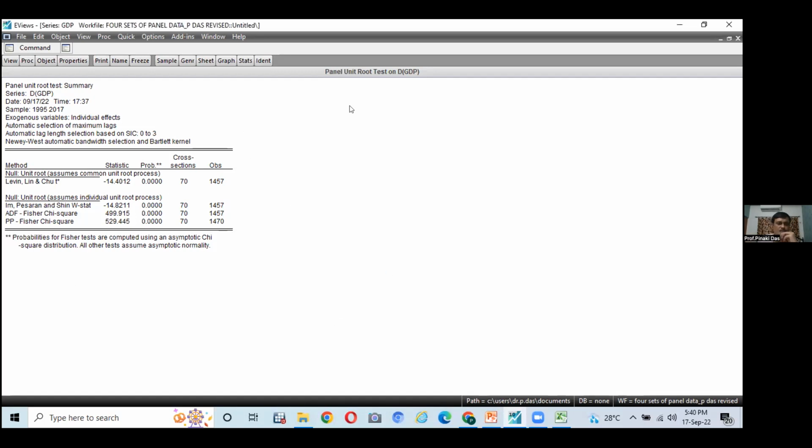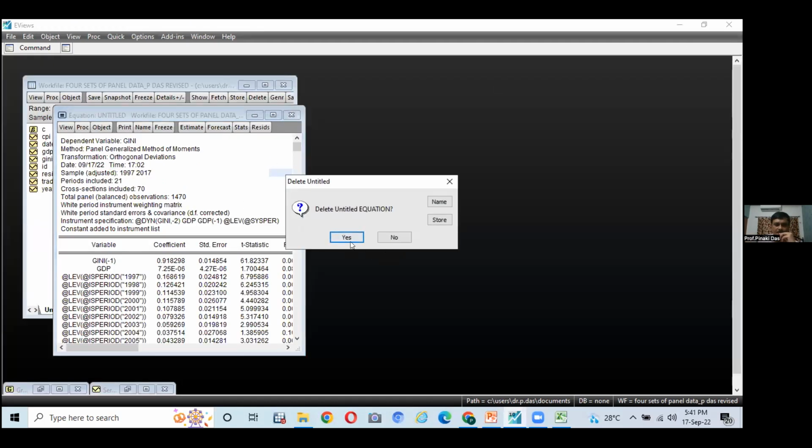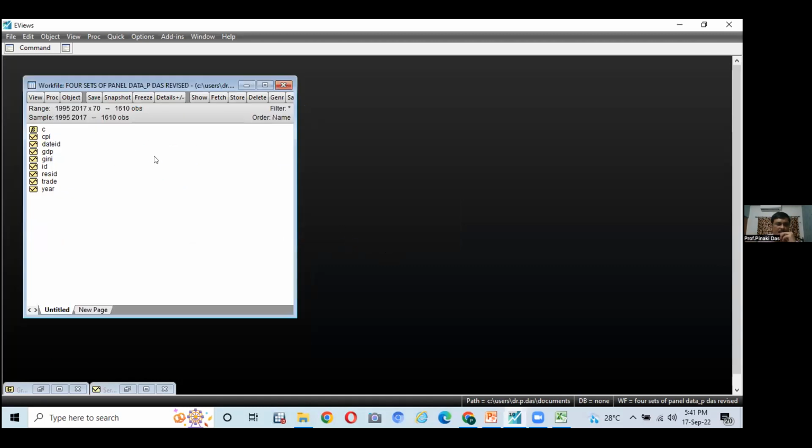And now our task is to estimate the co-integration. For co-integration, two variables must be integrated of the same order. We have checked that GDP is integrated of order 1. Order 1 means at level, order 0, it is non-stationary, but after the first difference, it is stationary. We can say that GDP is stationary at the first difference.